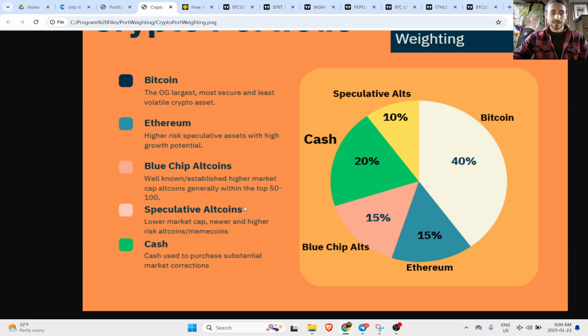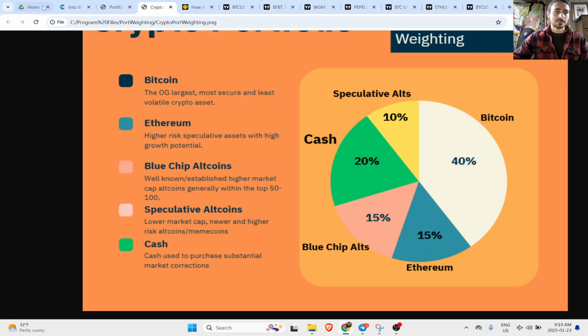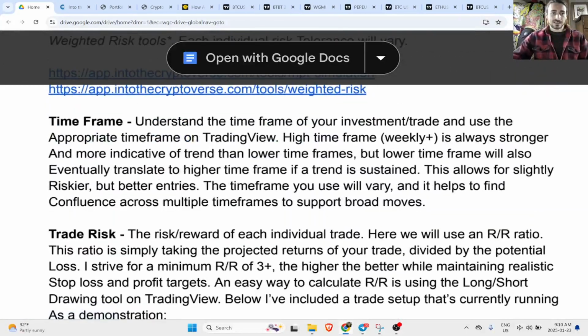And then we've got speculative altcoins. So these are going to be new altcoins or low market cap or meme coins. Again, they're our lowest weighting because they're the highest risk. So this is just for a general risk reward purpose. And then again, we've got cash set aside used to purchase those substantial market corrections. So you see in each portfolio, we weight from heaviest to lightest based on risk. And then always trying to maintain that cash position so that we can take advantage of the opportunities as they come.